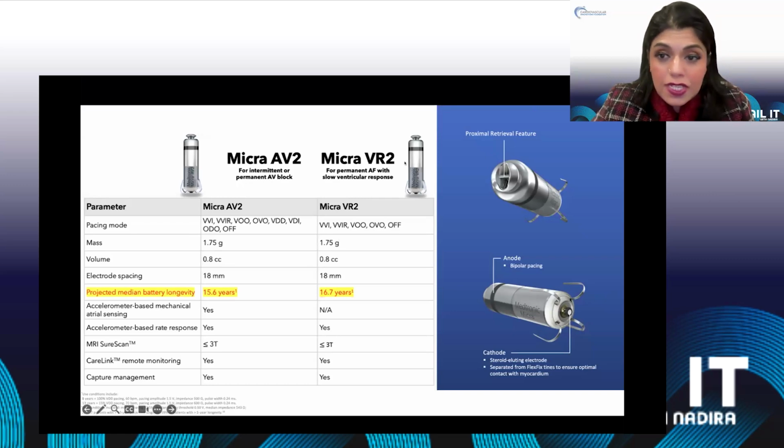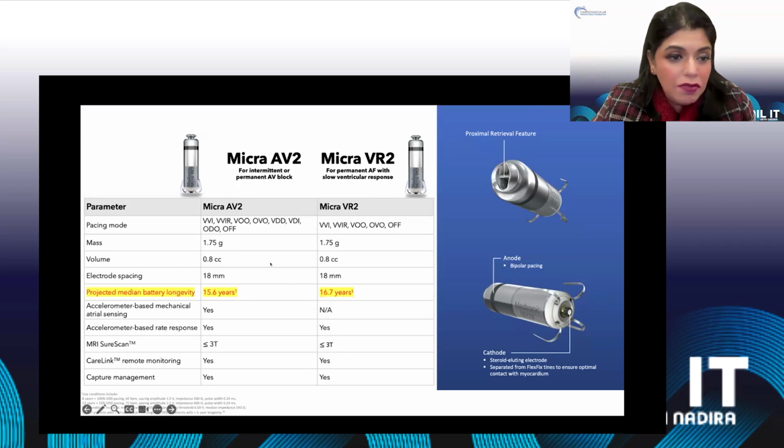They're both RV systems. It's a tine-based leadless pacemaker, so four tines that hold the device in place. You can see the battery longevities that we're looking at with the second iteration, and that was one of the advantages of the second iteration, a better battery longevity. Most MRI compatible system. We can do home monitoring, capture management. These are all things that we can do.